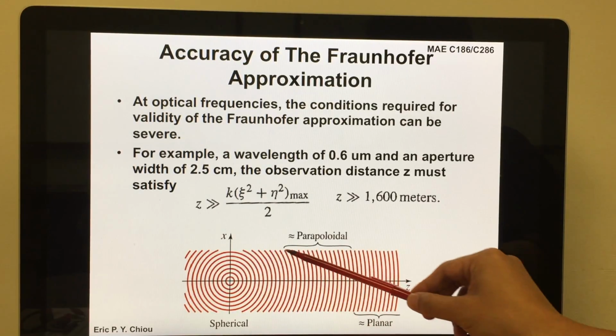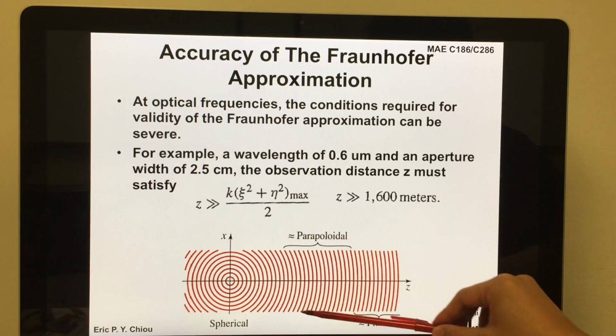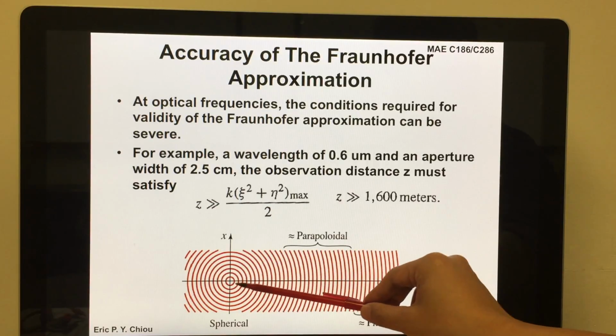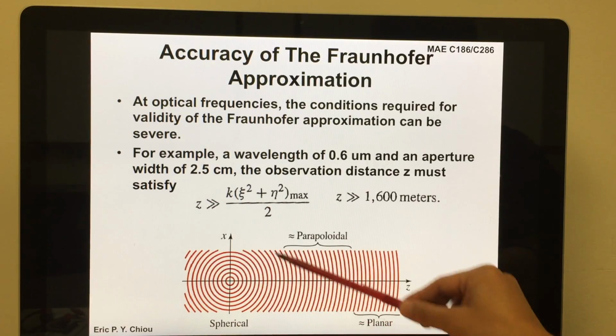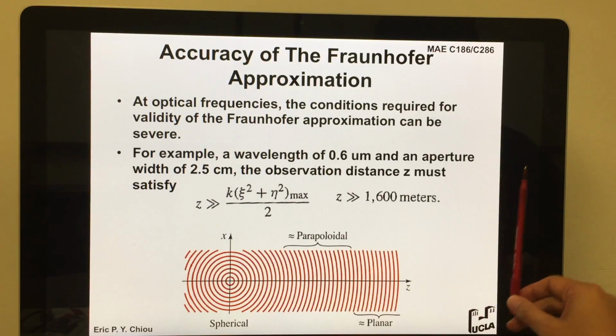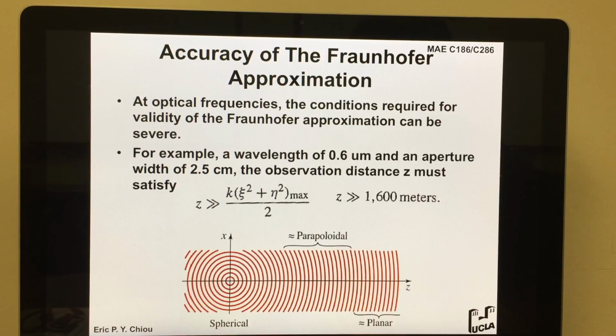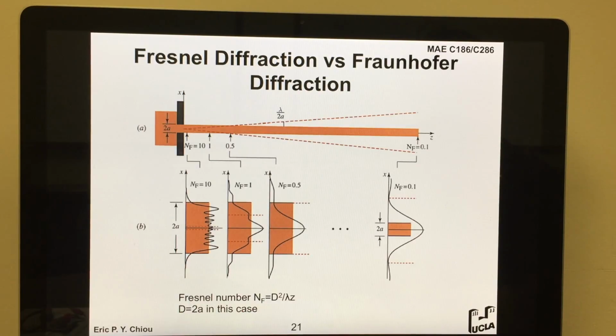Okay, so inside this region is a parabolic approximation region, where you have a spherical wave generated here. At some certain distance you can approximate the wavefront with a parabolic function. When you get very far away, the wavefront becomes very straight, so it's kind of a plane wave. Okay, this is the comparison of the Fresnel diffraction pattern and the Fraunhofer diffraction pattern after an object.